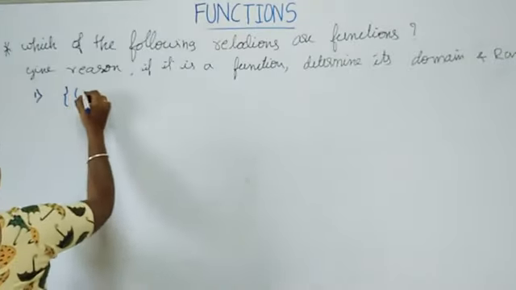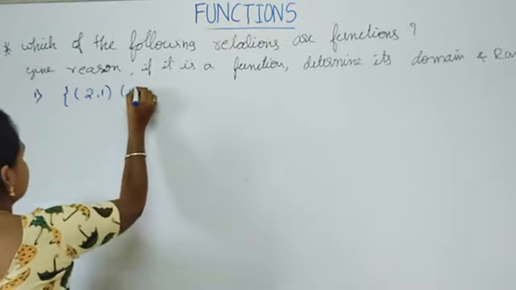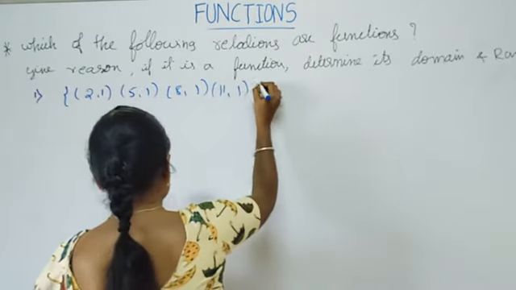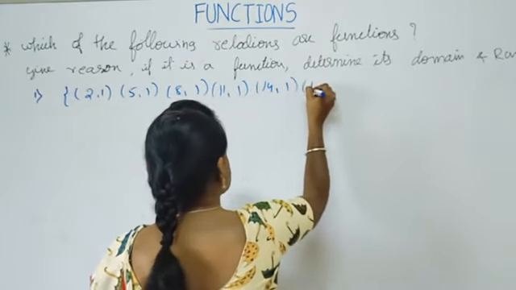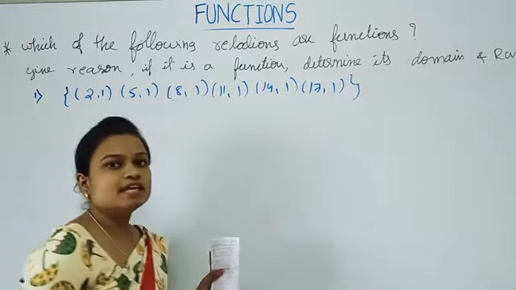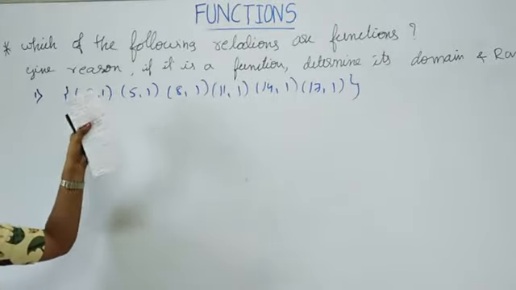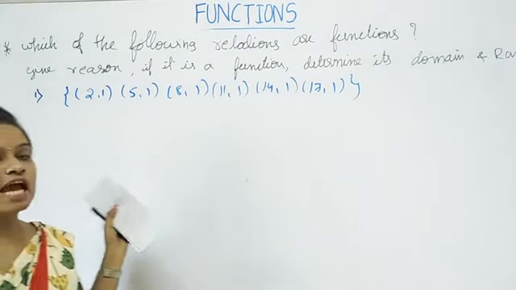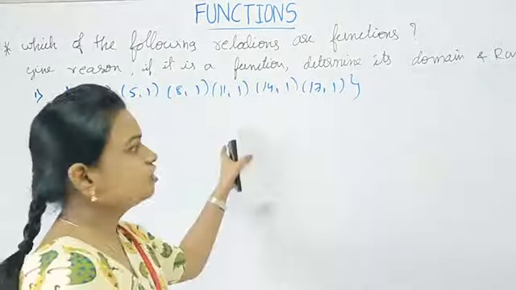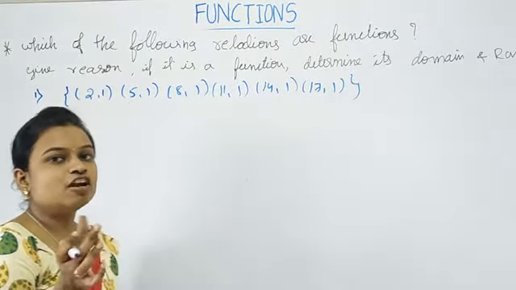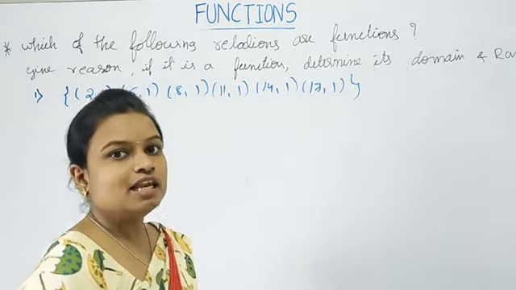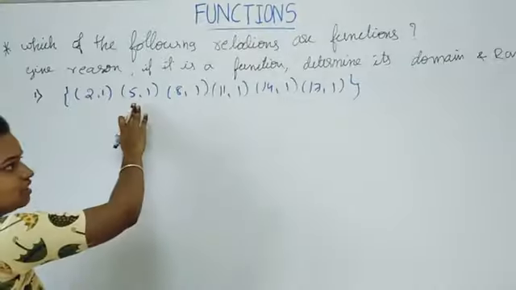In that, the first problem is they have given the relation 2 comma 1, 5 comma 1, 8 comma 1, 11 comma 1, 14 comma 1, 17 comma 1. So we have to check whether it is a function or not. We already know that no two distinct ordered pairs will have the same first element, right?